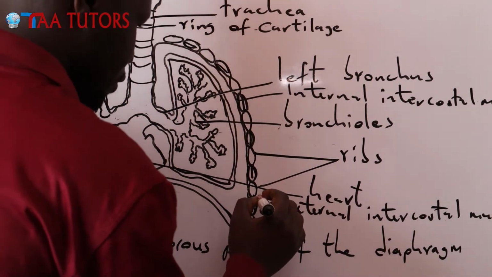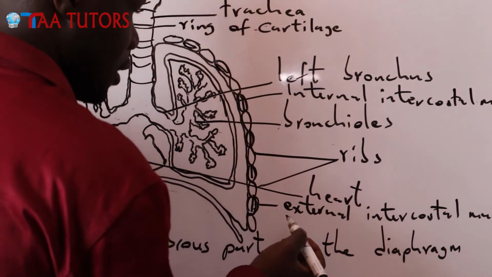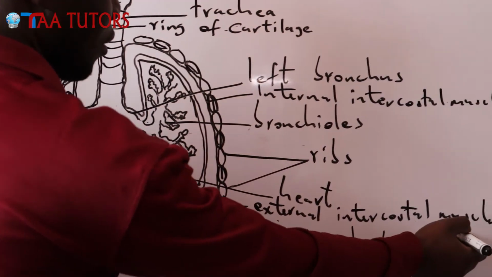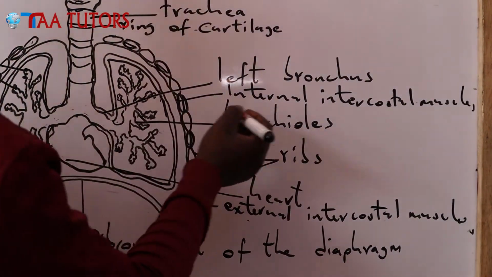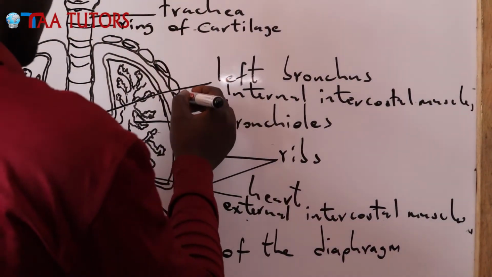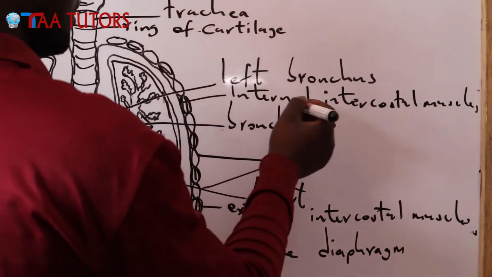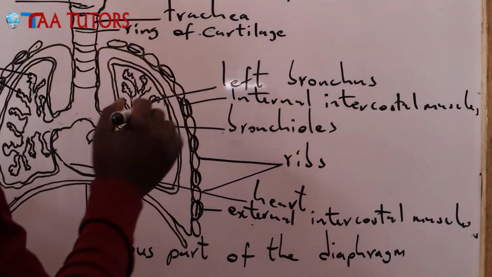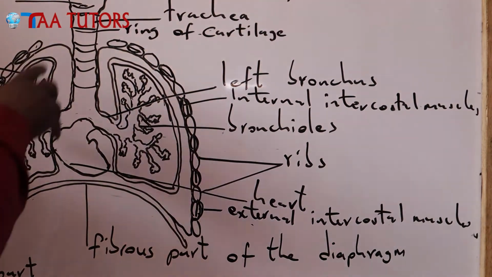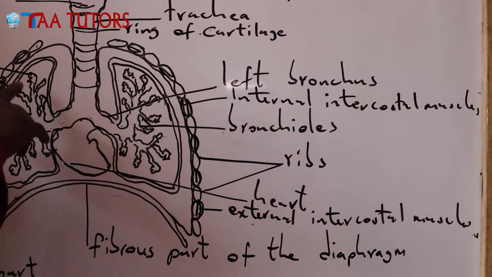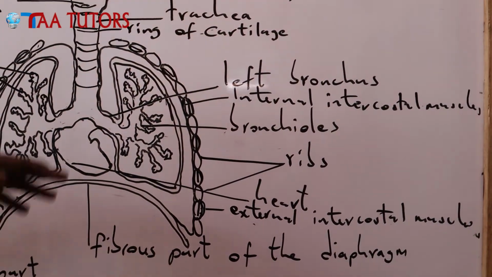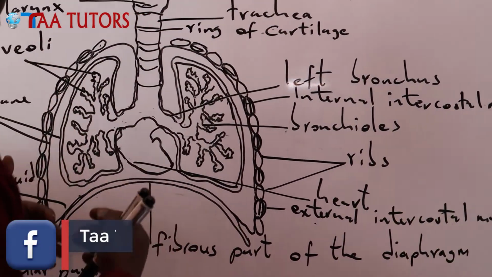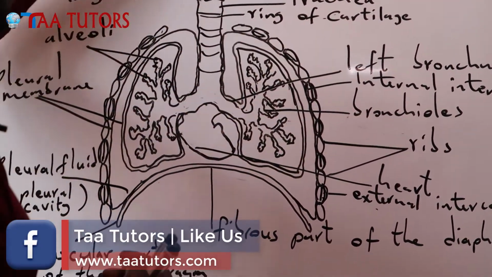The one that is running from the outer part is called external intercostal muscles. The one that is running in the inner part, like I'm indicating them here, is called internal intercostal muscles. So these are the muscles that are really helping us in the gaseous exchange. We are going to see how their movement can help in exchanging gases between the chest cavity and the external environment.